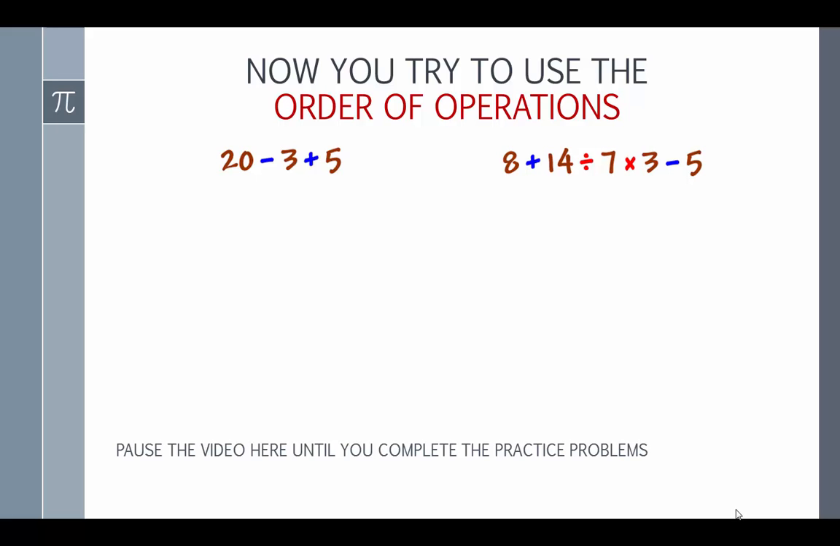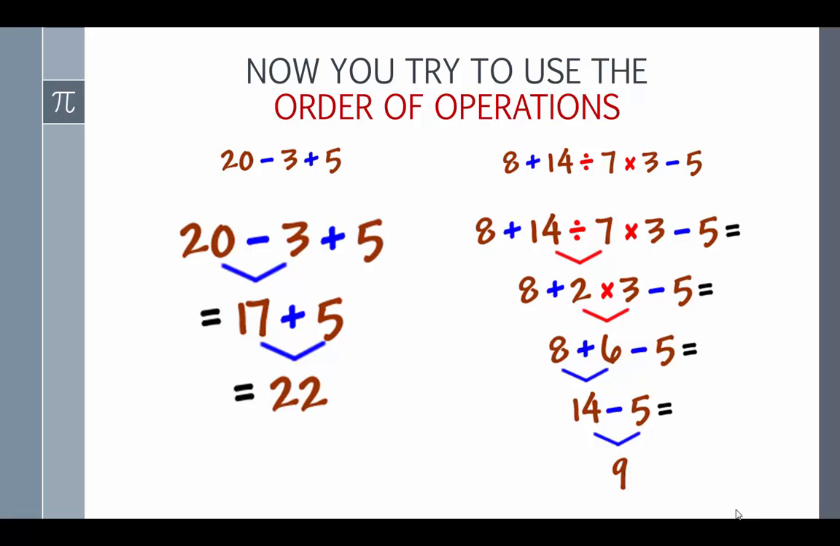Here are two problems for you to try using the order of operations. Go ahead and pause the video until you have a chance to complete these practice problems. The next screen will show the solutions. As you can see from these solutions, it is important that you follow the order of operations in order to get to the correct answers.